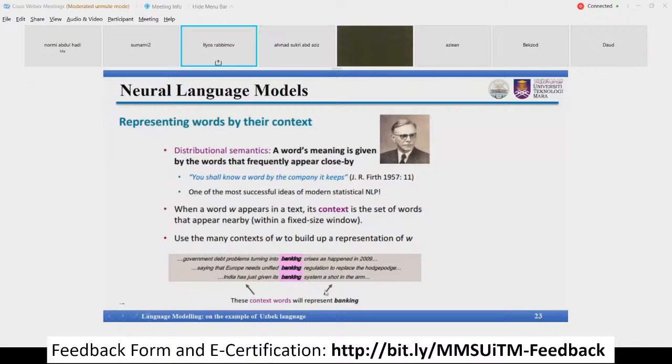When word W appears in text, its context is a set of words that appear nearby within a fixed window size. Use the many contexts of W to build up a representation of W. Here W is banking, and these nearby words are called context words. And context words will represent banking.